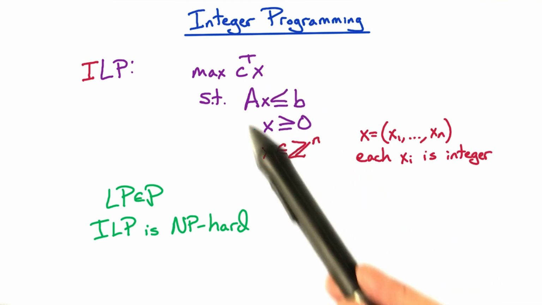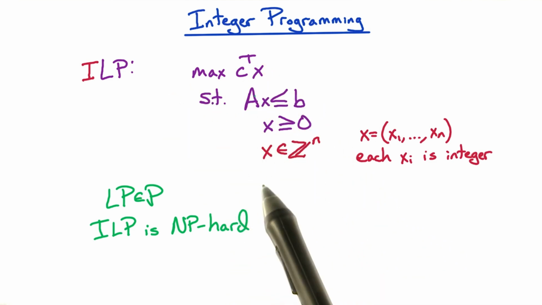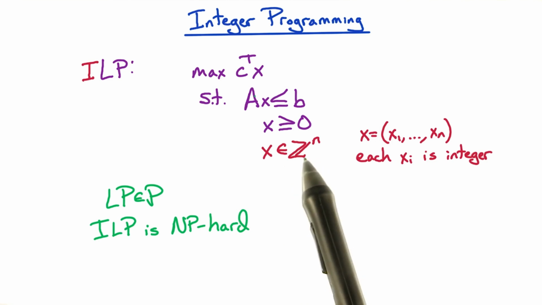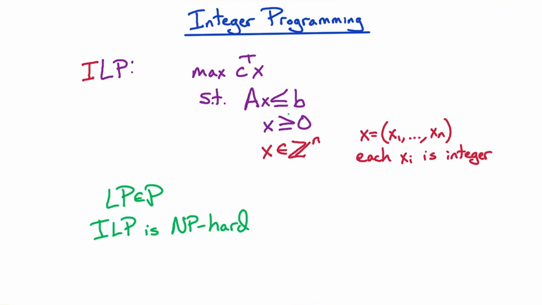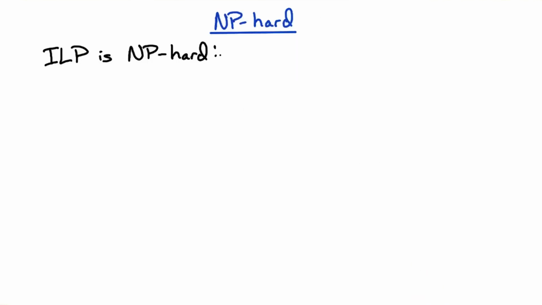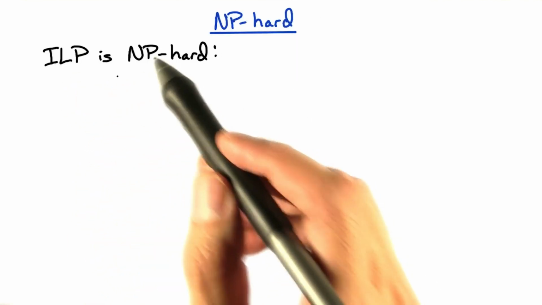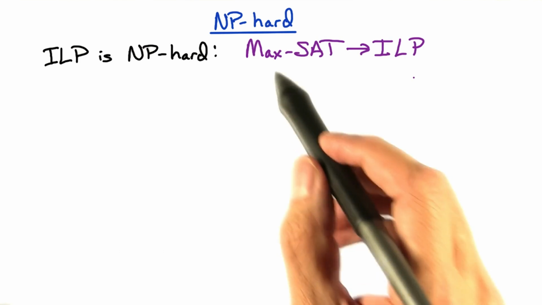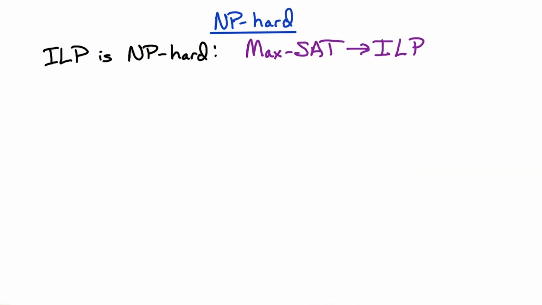That's going to give us a feasible solution to the integer linear program, and then we'll see how far away it is from the optimal solution. And that'll give us our approximation algorithm to the maxsat problem. We're going to prove now that integer linear programming is NP hard. To do that, we're going to reduce the maxsat problem to integer linear program.